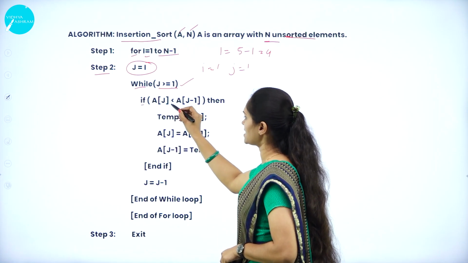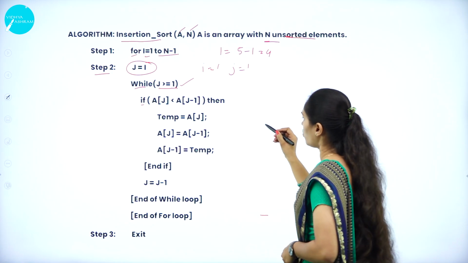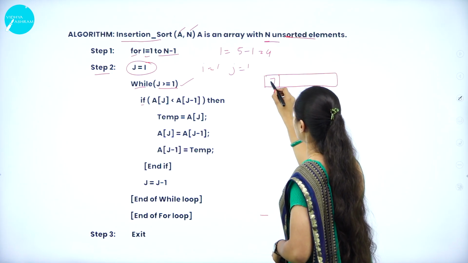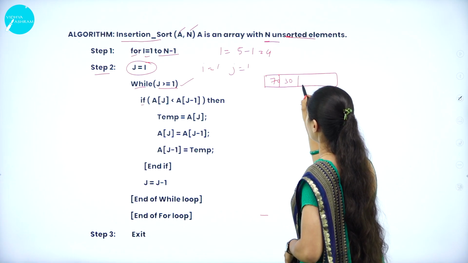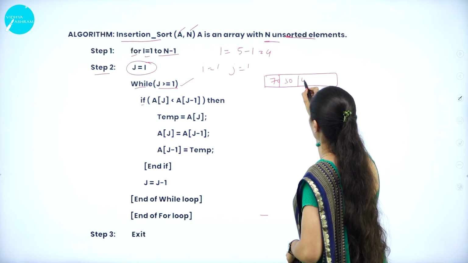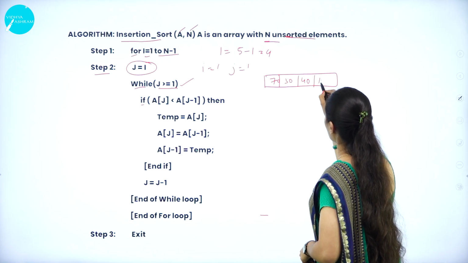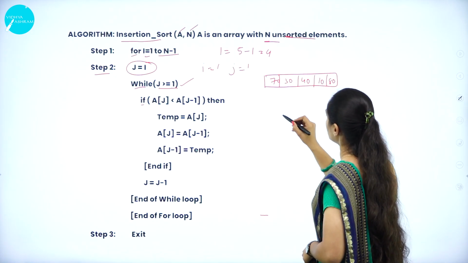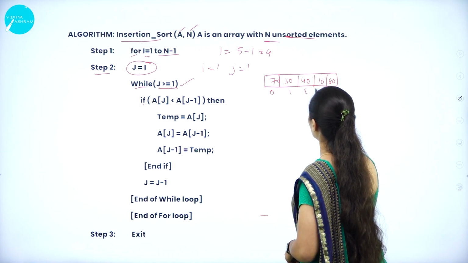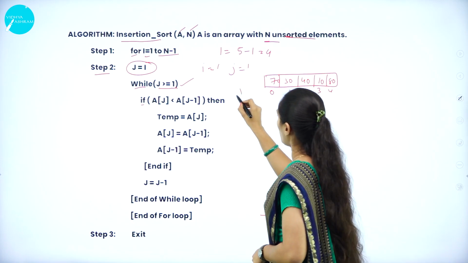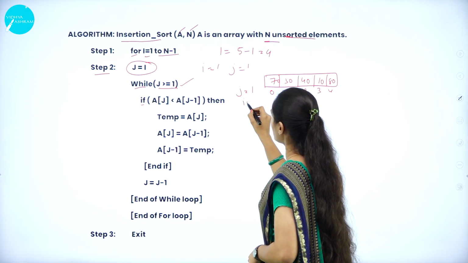It will check the condition if a of j is less than a of j minus 1. So in the previous syntax, I have 70, 30 and then 40, and we have 10 and 80. So 0, 1, 2, 3, 4, these are the indexes. So j is 1 now and i is also 1.